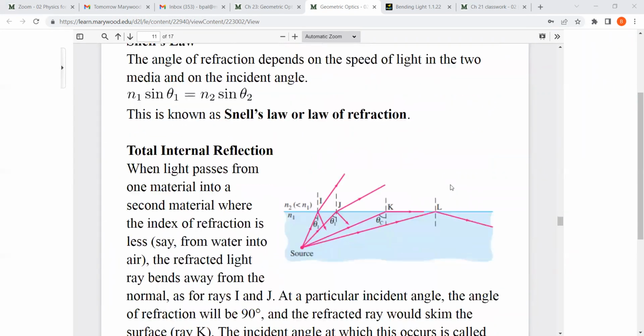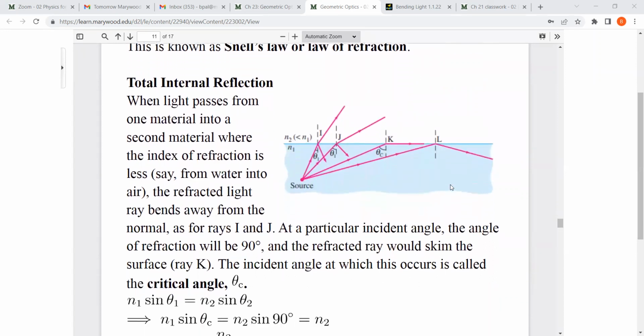All right, the next thing we are going to learn is something called total internal reflection. Although the name is total internal reflection, it is basically a refraction phenomenon. That's why we are talking about total internal reflection here instead of in the reflection section. So what is total internal reflection?